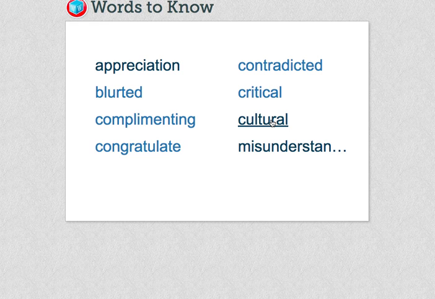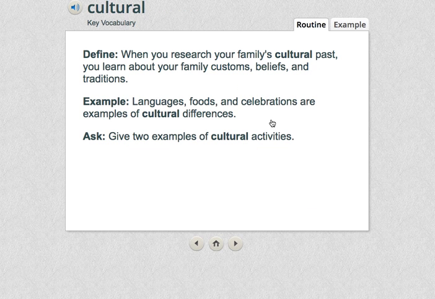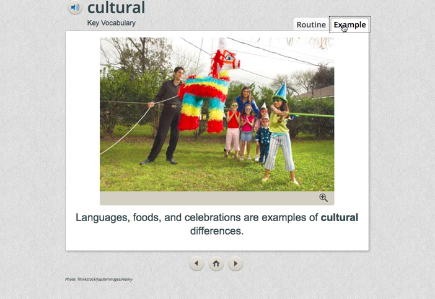Word number 7, we're almost finished, is the word cultural. When you research your family's cultural past, you learn about your family's customs, beliefs, and traditions. Languages, food, and celebrations are also examples of cultural differences. So maybe you have a family who makes a certain food for the holidays because of their culture.